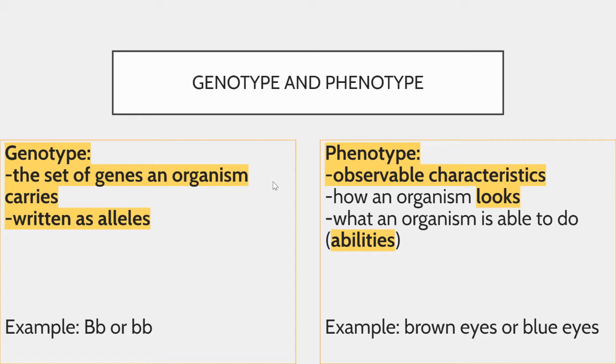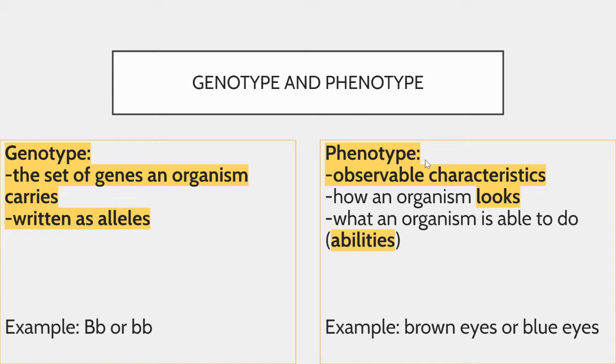First, you really need to know the difference between a genotype and a phenotype. A genotype is the set of genes that an organism carries, and it's written as alleles. We use uppercase and lowercase letters to mark our alleles. We use an uppercase B to mark a dominant allele and a lowercase b to mark a recessive allele, and we'll talk about those words in a second. An example of the alleles you might have would be big B, big B, or big B, little b, or little b, little b.